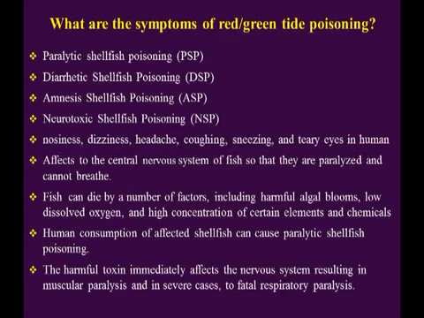Fish can die by a number of factors, including harmful algal blooms, low levels of oxygen, and high concentrations of certain elements and chemicals. Human consumption of affected shellfish can cause paralytic shellfish poisoning. The harmful toxin immediately affects the nervous system, resulting in muscular paralysis and, in severe cases, fatal respiratory paralysis.